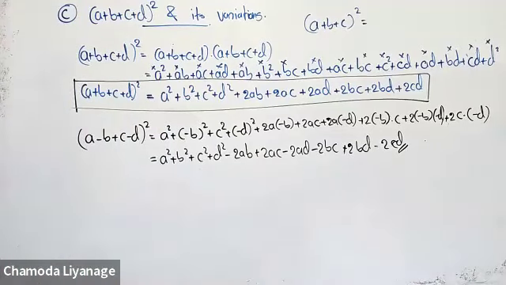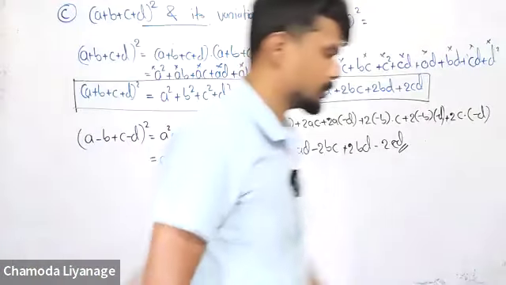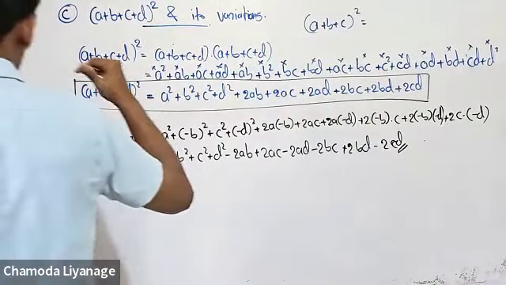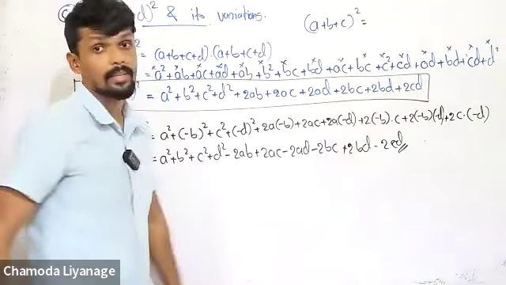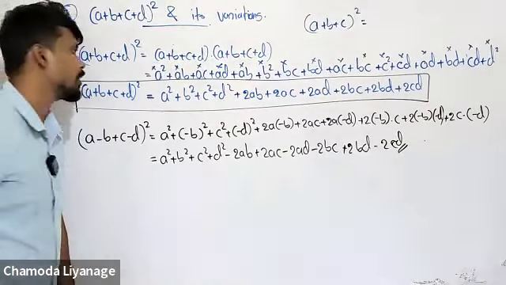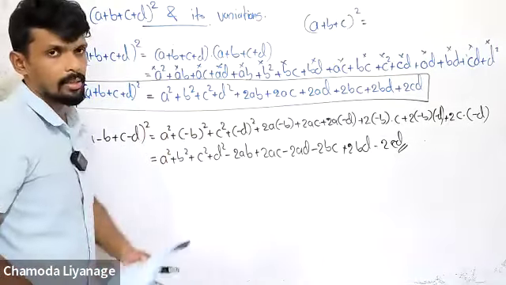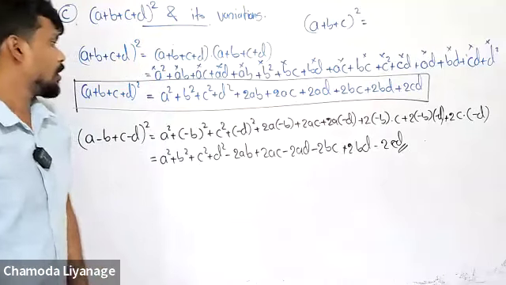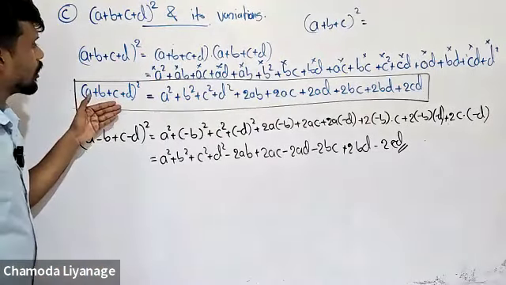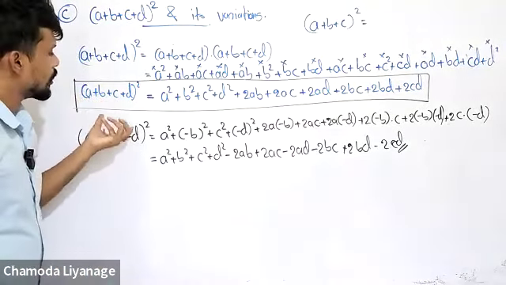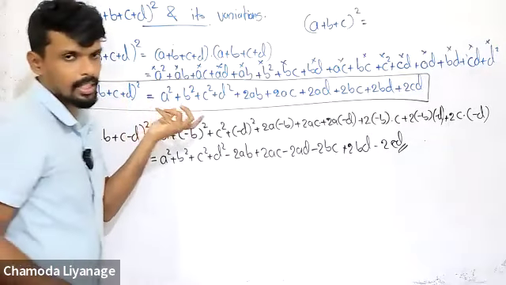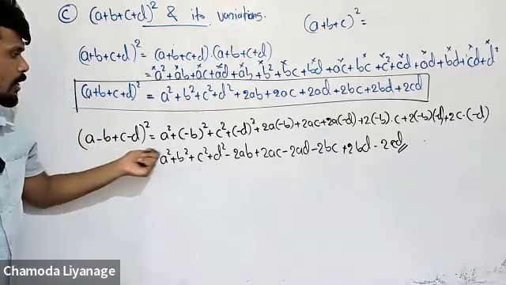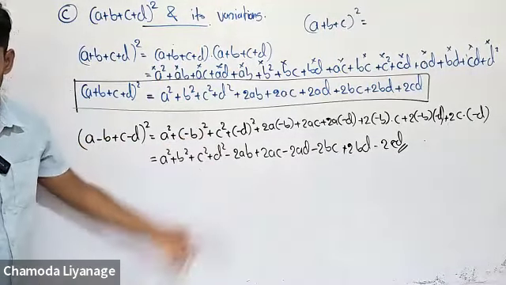So this is the expansion of a plus b plus c plus d whole thing squared. Okay, same pattern as a plus b plus c squared. What you have to do is just replace the terms. If the second term is minus b, you have to replace it with minus b. Likewise.